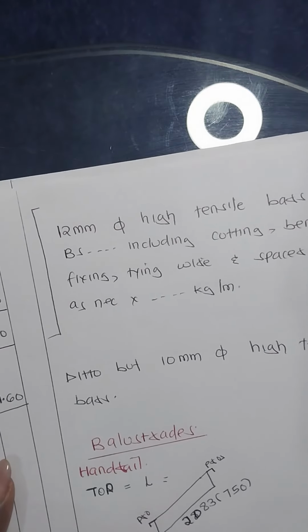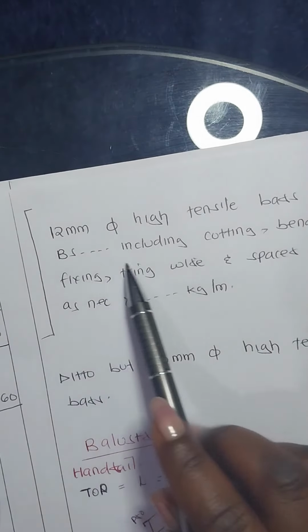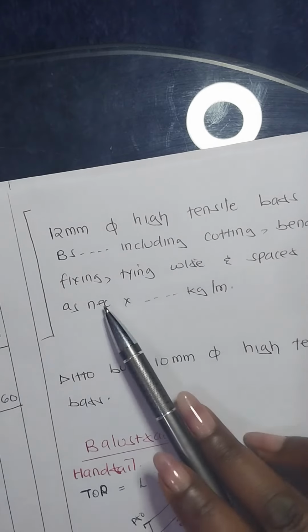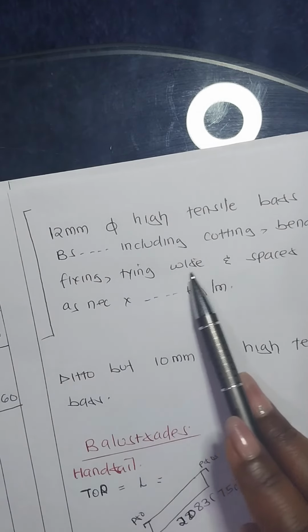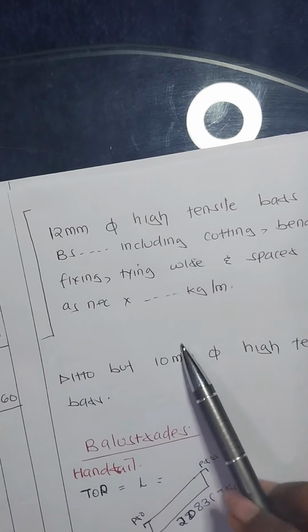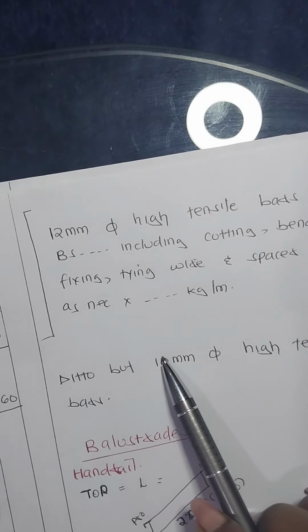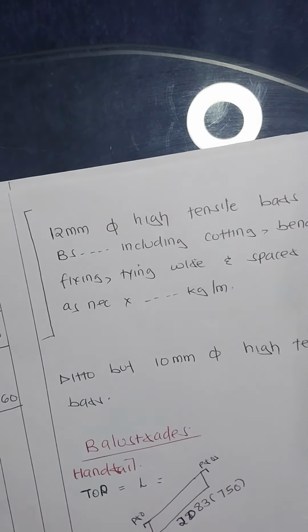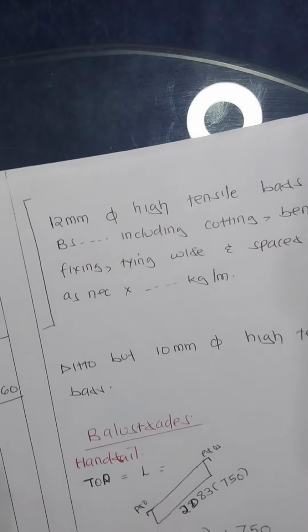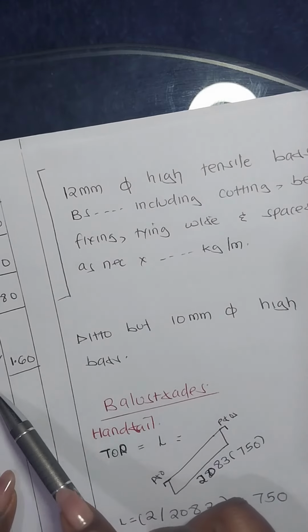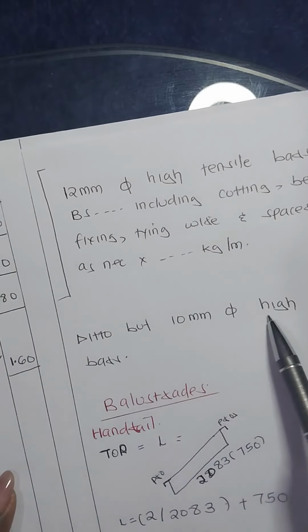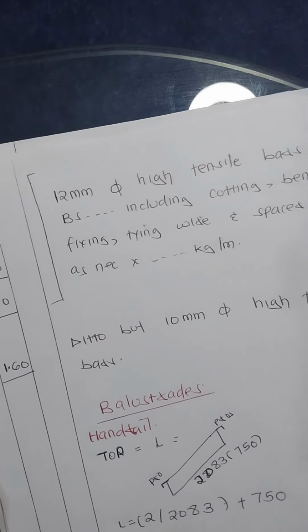And then we say 12 millimeters high tensile bars to BS, including cutting, bending, fixing, tying wire, spacer blocks as necessary. So the Y10 that we had was for the distribution bars. That is 1.6, they were 14, ditto but 10 millimeters diameter, high tensile bars.